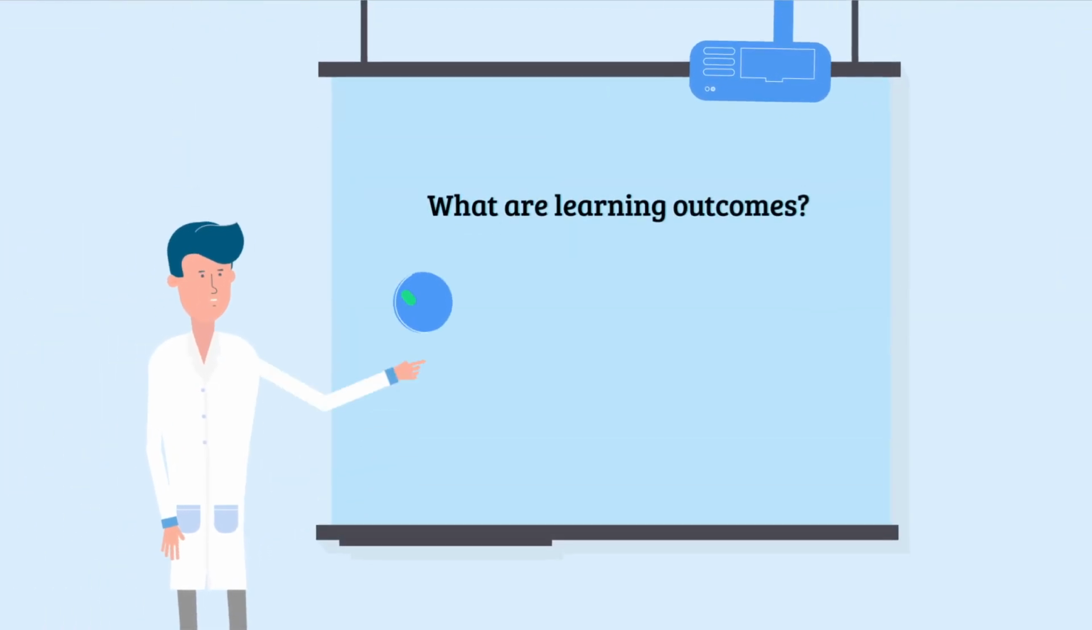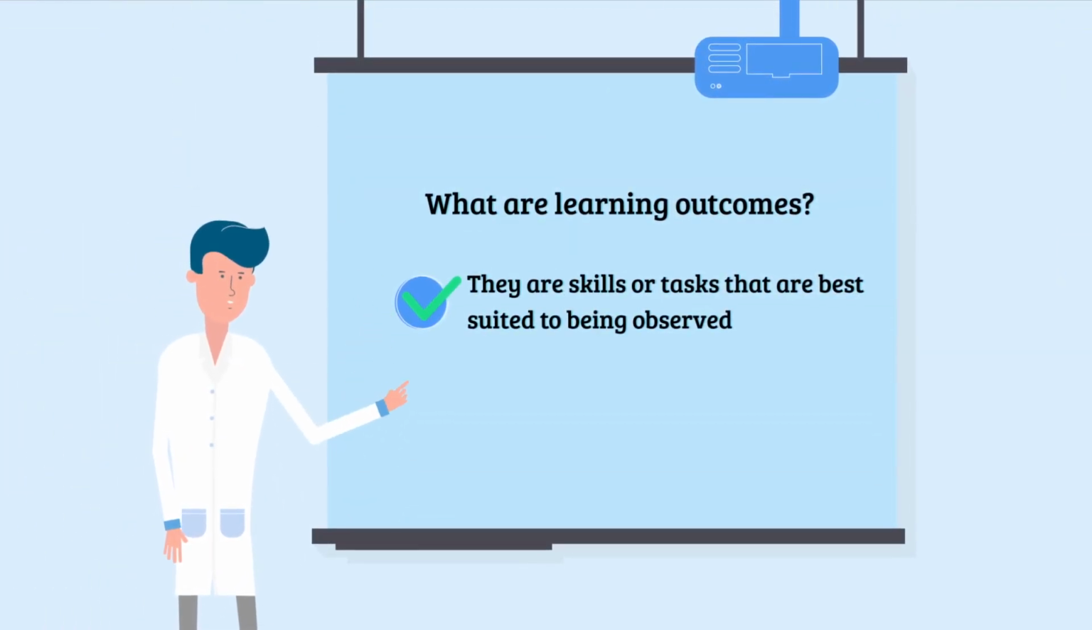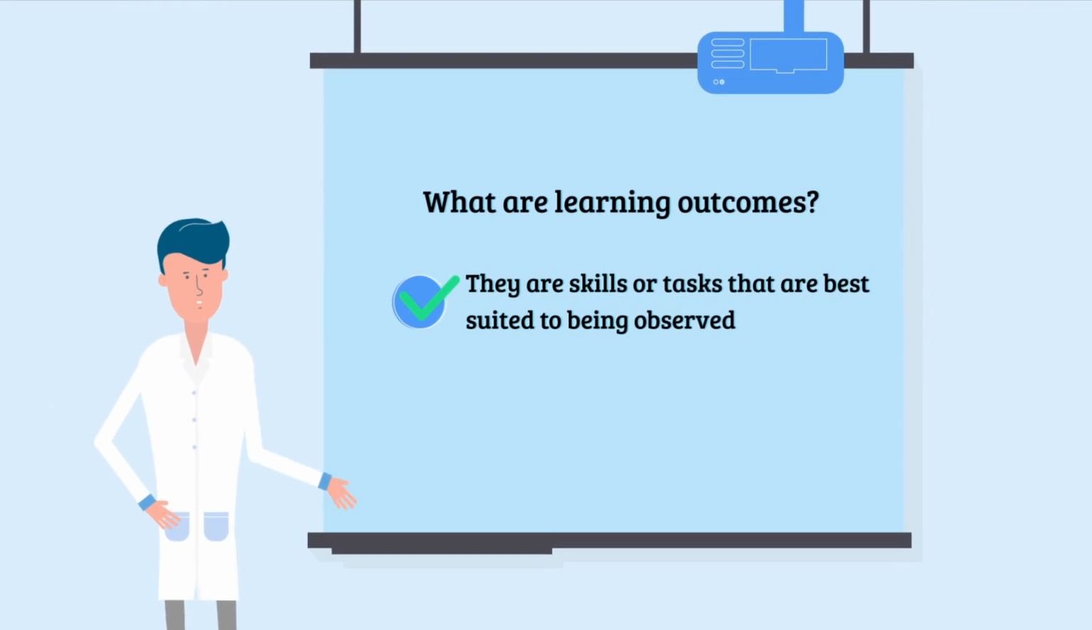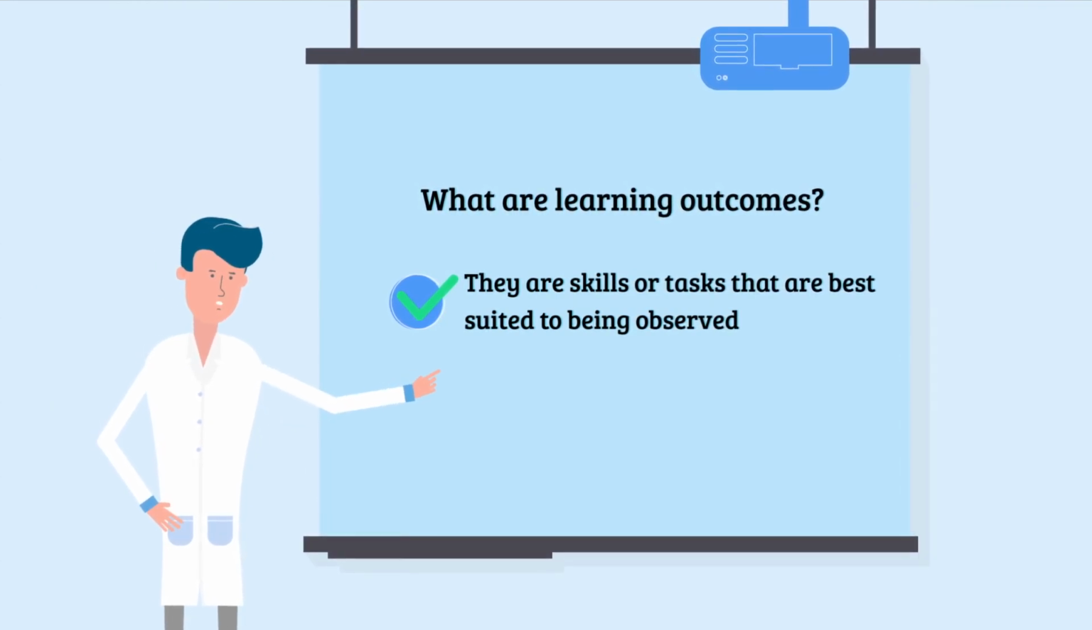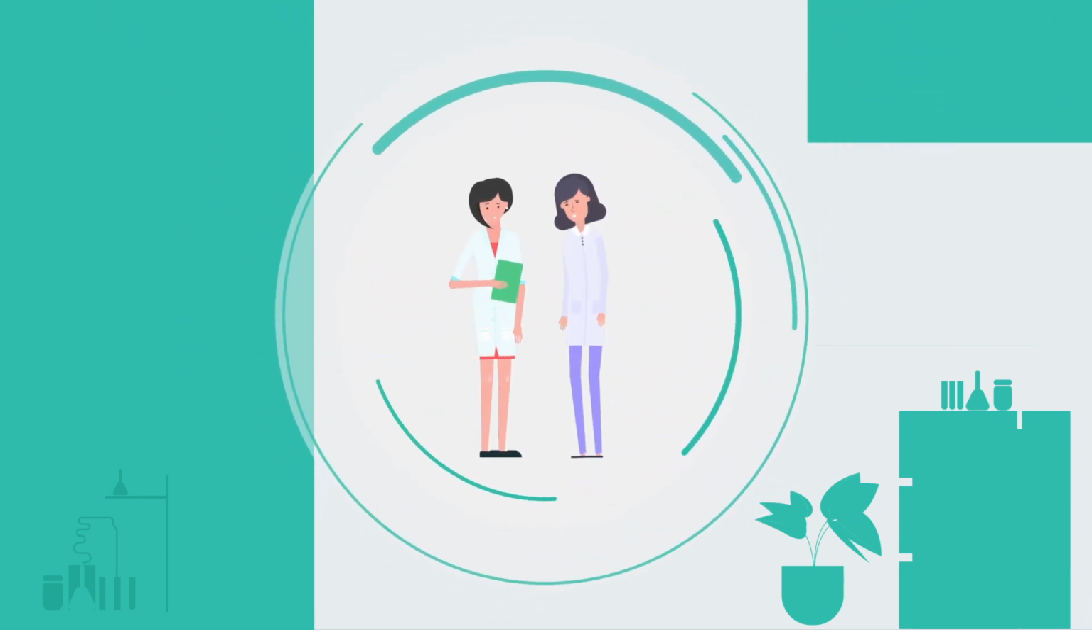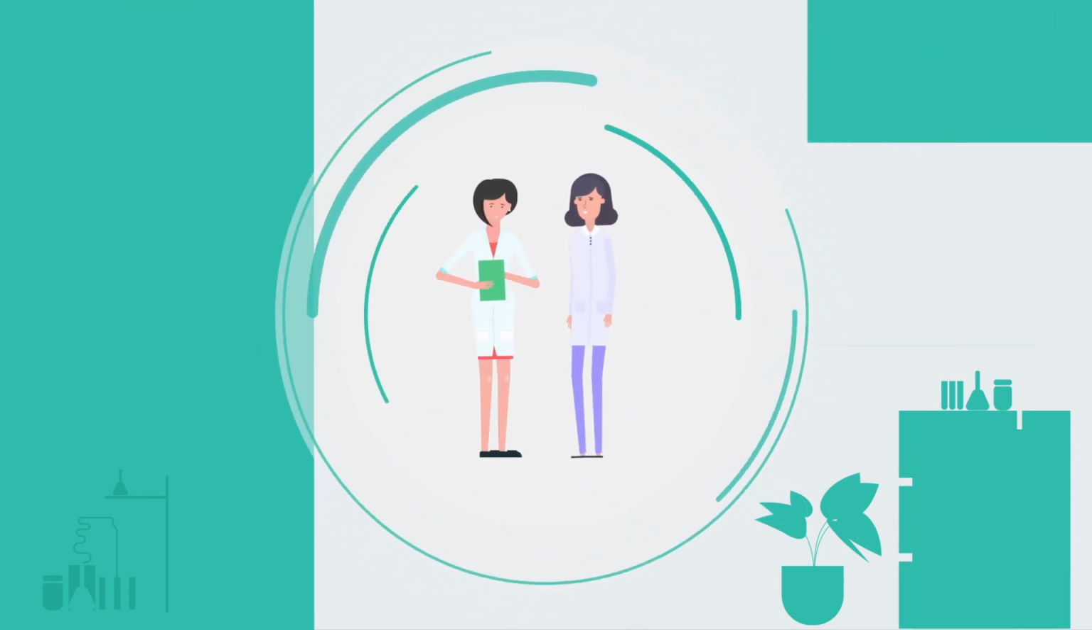So what are learning outcomes? These are skills or tasks that we feel are more suited to being assessed by observation as opposed to the traditional written assessment. Within each learning outcome, there are assessment criteria which relate to a particular task.